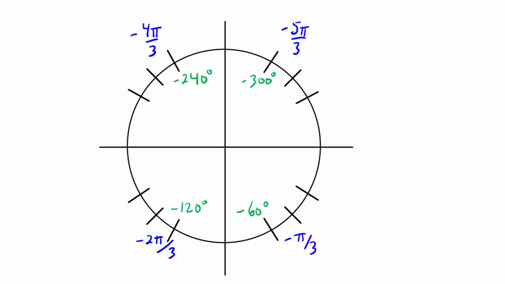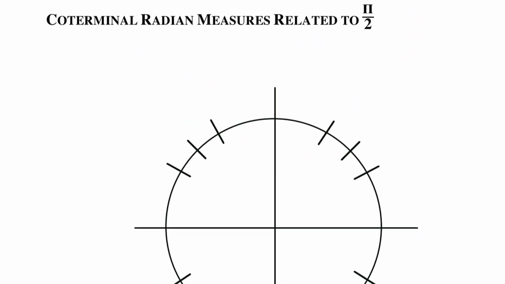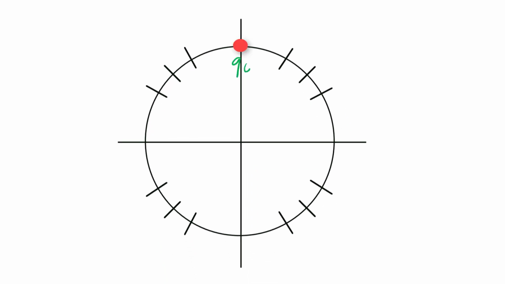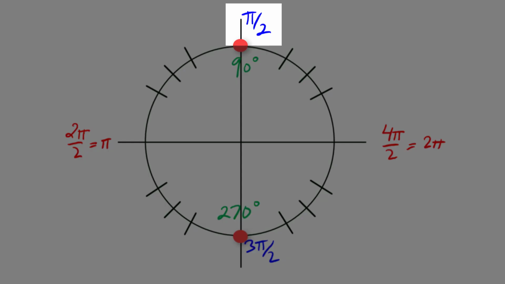All right, now let's take a look at the radian measures related to pi over 2. We're talking about axial measures now at 90 degrees and 270 degrees. So we have pi over 2, and 3 pi over 2. We can also consider 2 pi over 2 at pi and 4 pi over 2 at 2 pi. Notice if we wanted, we actually count around rather easily: pi over 2, 2 pi over 2, 3 pi over 2, 4 pi over 2, and 5 pi over 2.